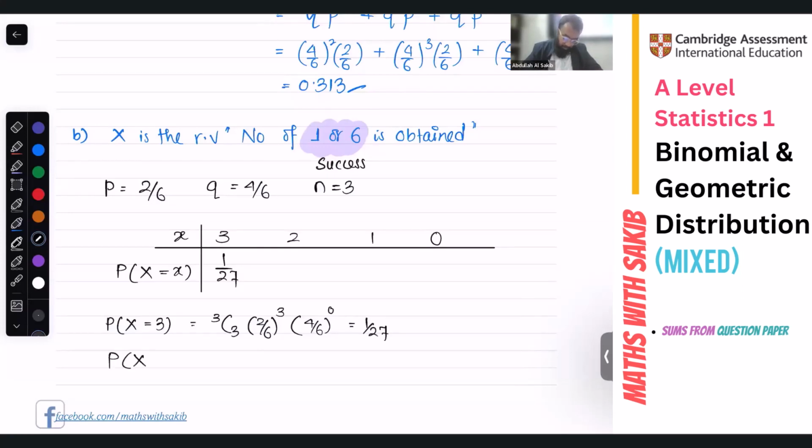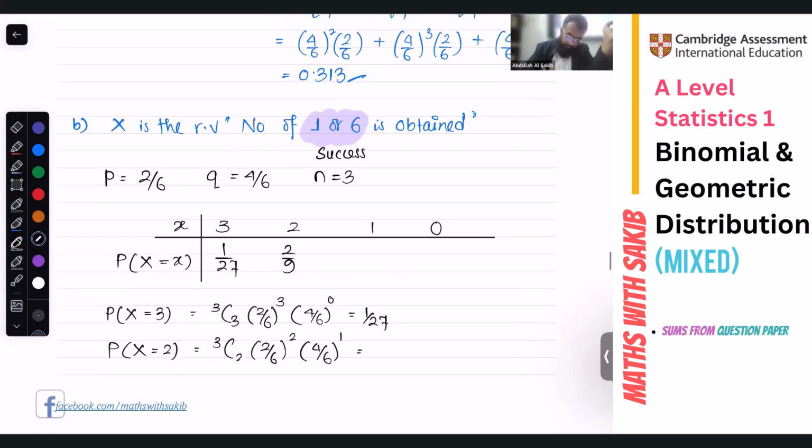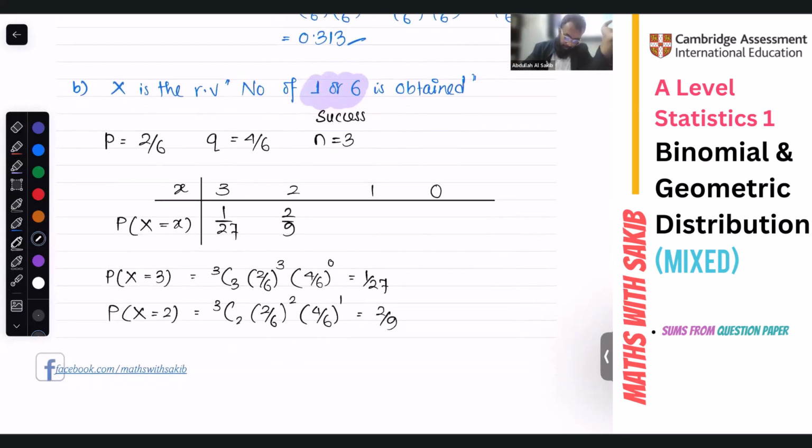Probability of X equal to 2. What does it mean? Out of 3 throws, there were 2 successes. So it will be 3C2. The successes were 2 and the failure was 1. So 2 by 6 squared times 4 by 6. This is 2 by 9. Then probability of X equal to 1. Out of 3 throws, there was 1 success and failures were 2. So it's 2 by 6 times 4 by 6 squared.